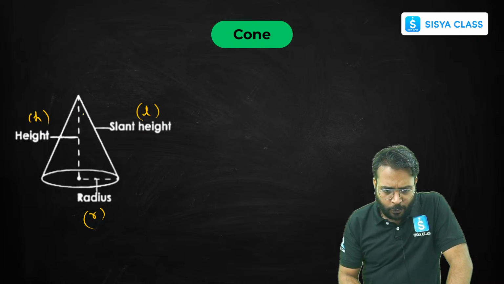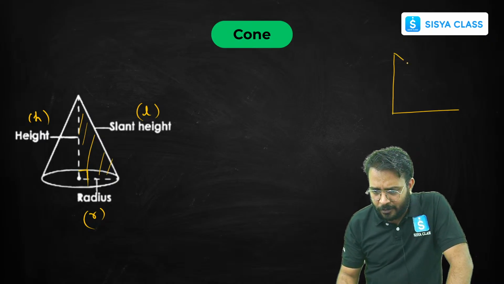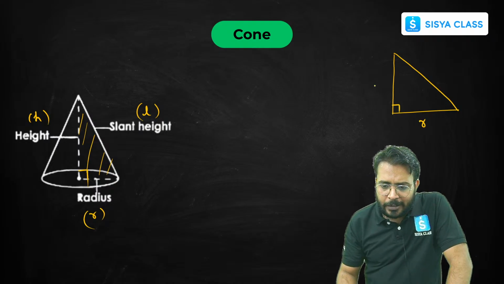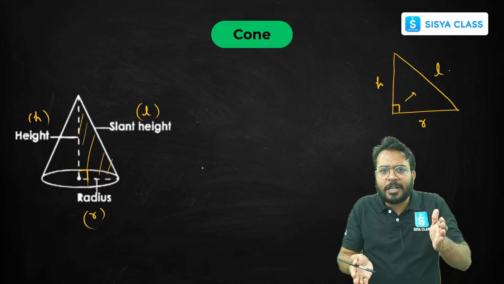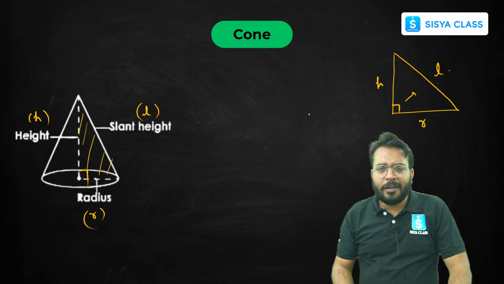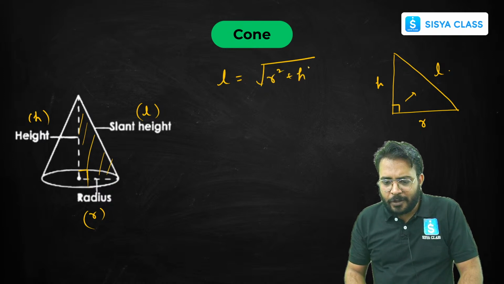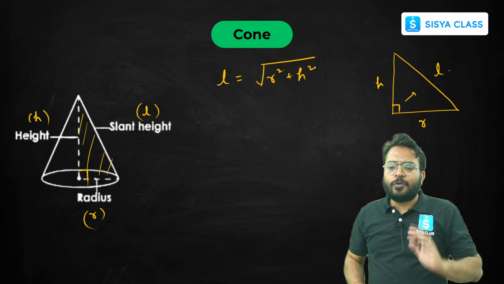Suppose I'm taking this triangle. This triangle is going to be a right angle triangle, where your base is r, your height, the perpendicular, is h, and this is going to be your hypotenuse, that is the slant height. If base and perpendicular are given and you need to find out your slant height, your hypotenuse, we know that l is going to be √(r² + h²). Hypotenuse square is going to be the sum of base square plus perpendicular square.